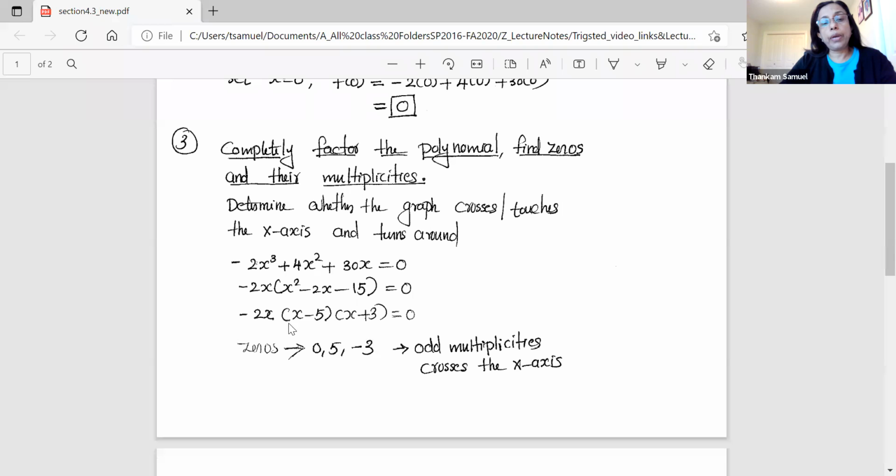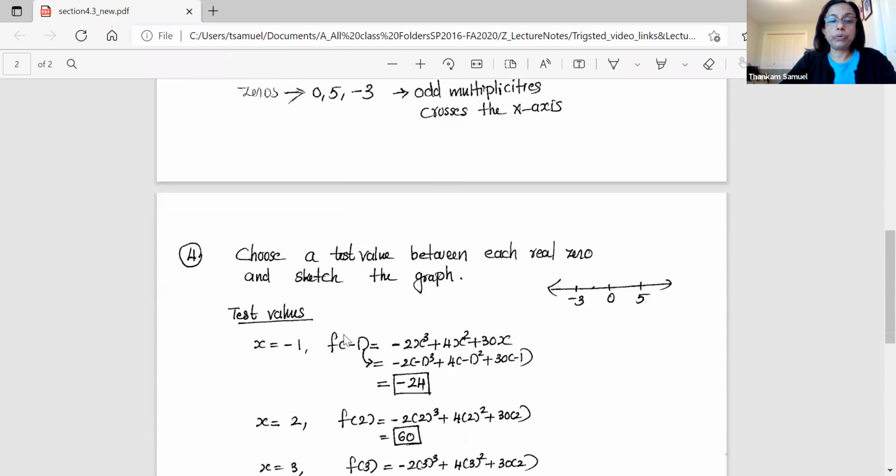You can see that in this factored form, each factor occurs only one time. So we can say that each zero is of odd multiplicity, because 1 is an odd number. And we studied the nature of the graph at zeros with odd multiplicities. At these zeros, the graph crosses the x-axis.